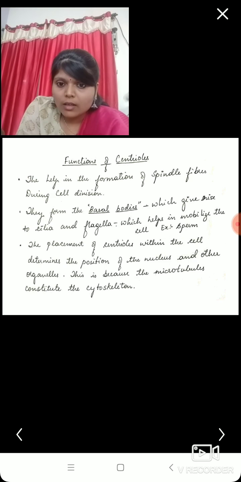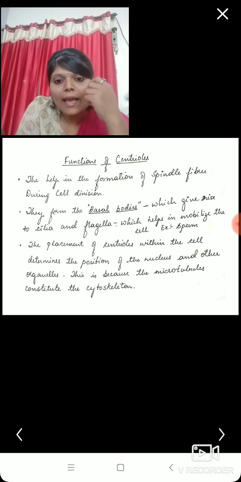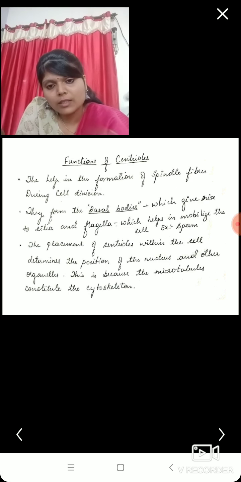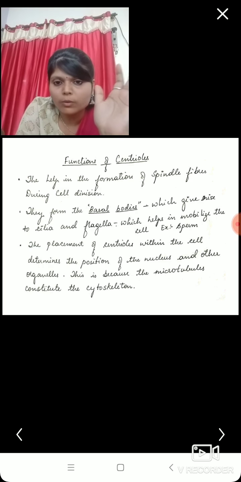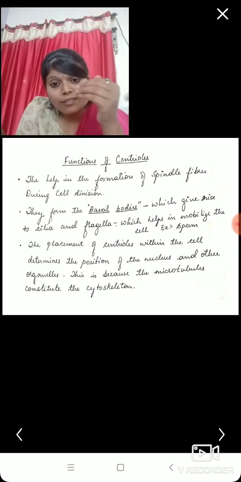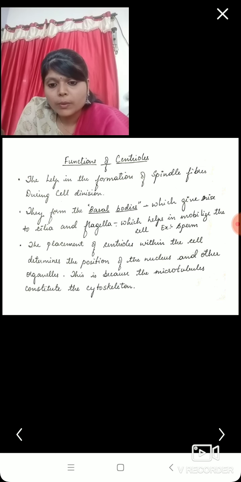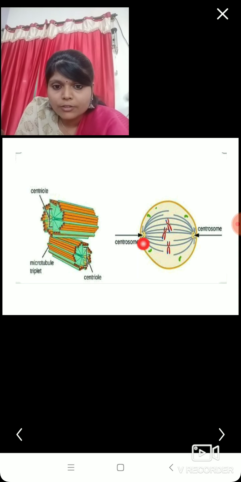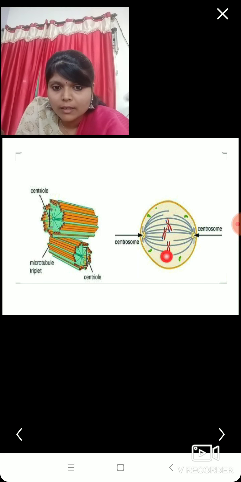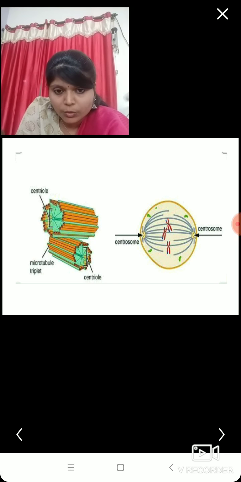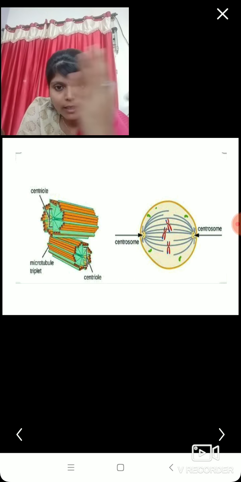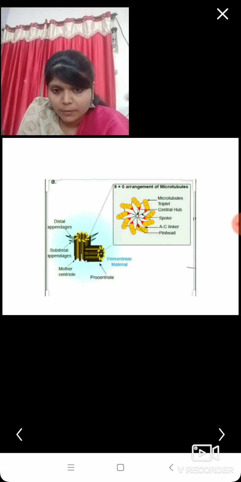Functions of the centrioles. They help in the formation of the spindle fibers during cell division. This is a common function which you already know about, correct? So the centrioles form the spindle fibers. I'll show you the picture here. These centrioles form the spindle fibers to join the centromere of the chromosome, and they pull apart the chromosomes, isn't it? They divide the chromosomes into two halves.